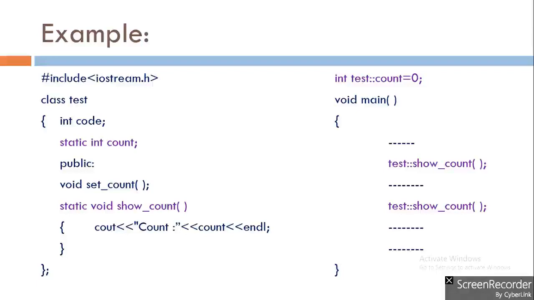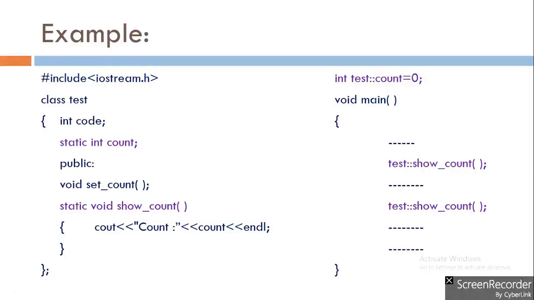And second one is a static void show count. That means here static keyword exists. That means show count is a static member function of class test. Now see friends, here we have defined a static member function inside a class declaration, and there is one line written in its function body that cout count. That means it will display the value of count variable.